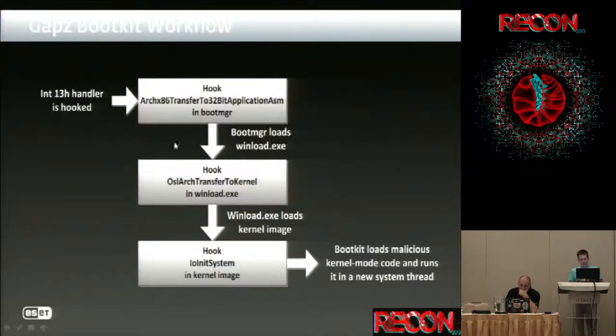So patching winload.exe is used to disable integrity checks for the kernel and to be able to retain control after switching into protected mode. And finally, when the kernel image is loaded, the init system routine is hooked and the malware waits until this routine is executed, and as soon as it returns control to the bootkit, the malware proceeds with loading the malicious kernel mode module.